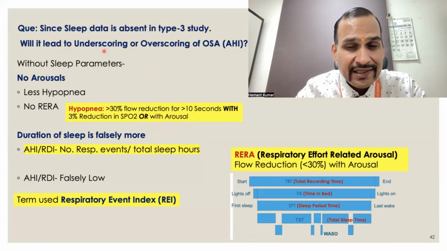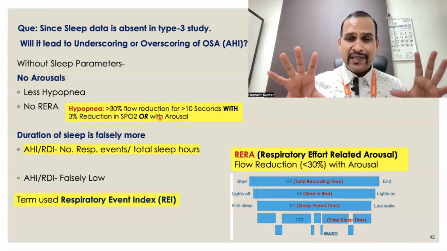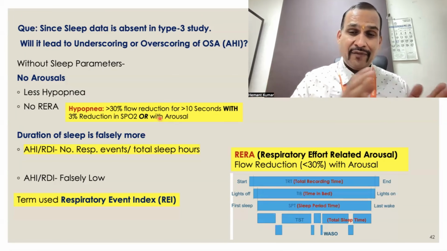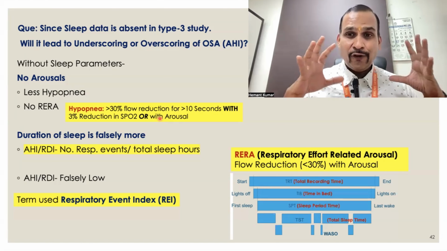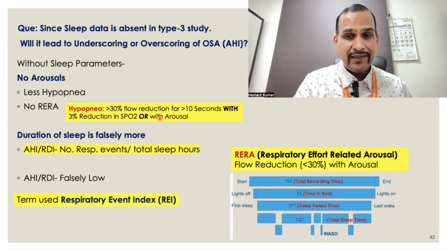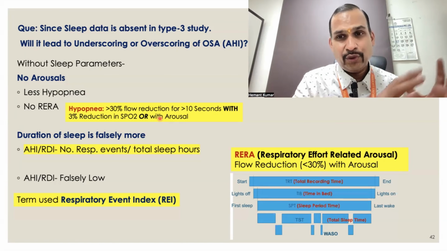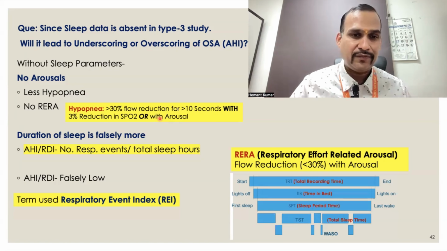But with this type 3 study, we cannot find arousals. There are many hypopneas which are defined by arousals only, so it will give falsely low hypopnea counts. For example, this patient actually has 40 hypopneas, but this machine will tell 30 or 25. It will tell less because there is no arousal.